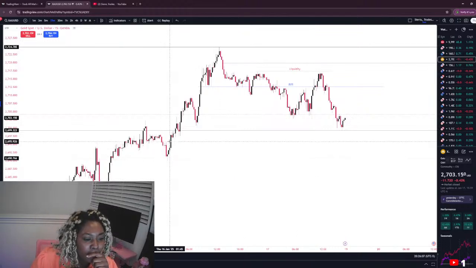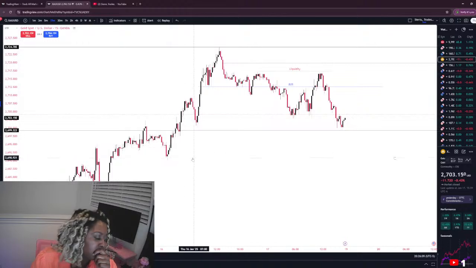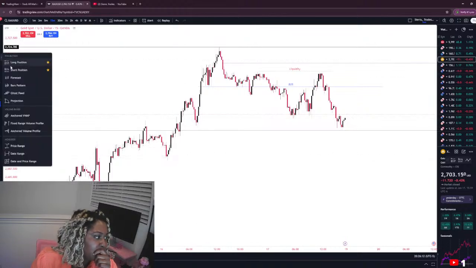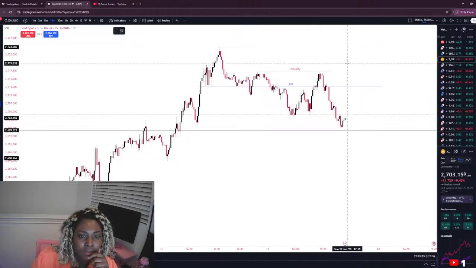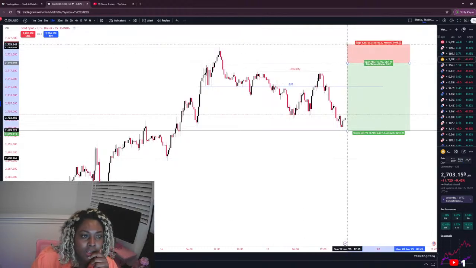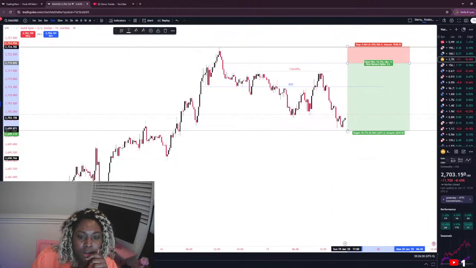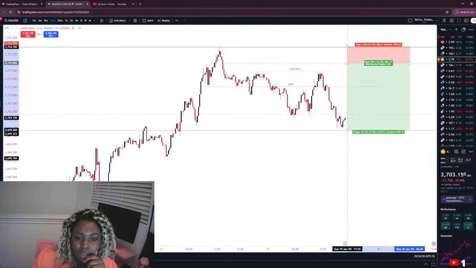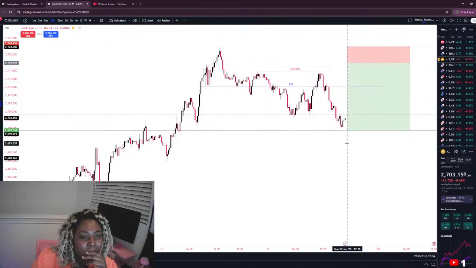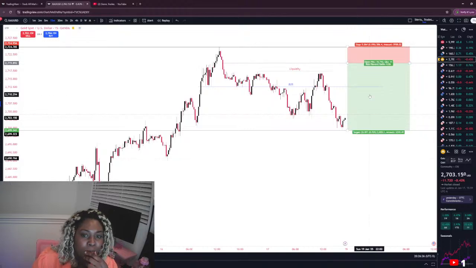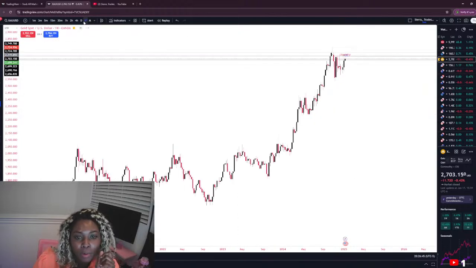Now, because we have a gap here and we know that this was our 50%, price has to come back to the 50%. This is the only trade that I would go so far as to actually put a sell limit on tomorrow when the market opens. And it's a 4-to-1.